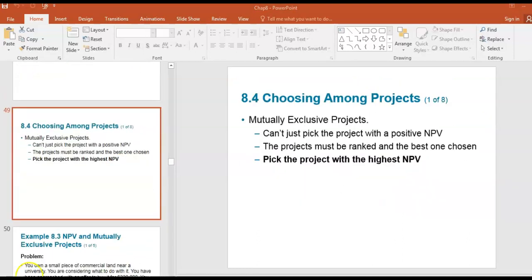In the last couple of minutes here, I want to introduce you to an important idea. How might we pick between mutually exclusive projects? We can't just pick a project with a positive net present value. In general, what we should do is rank the projects by their net present value and pick the project with the highest net present value.